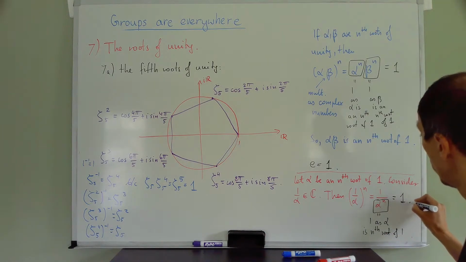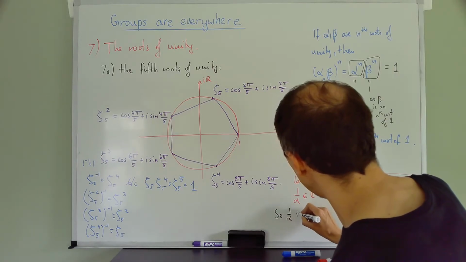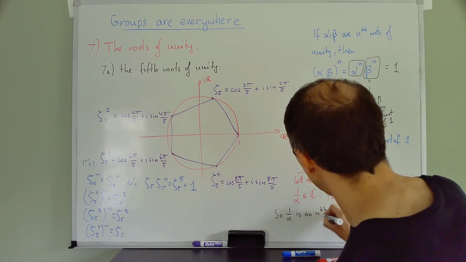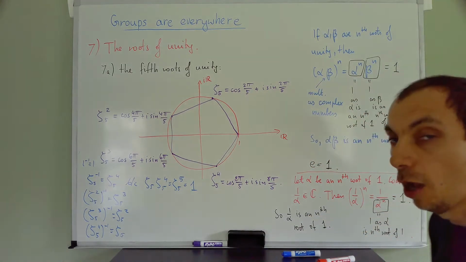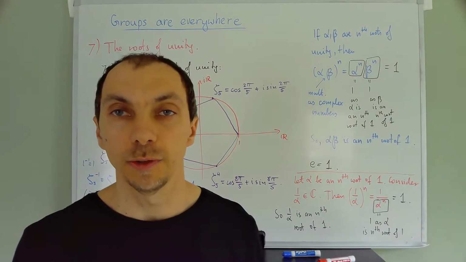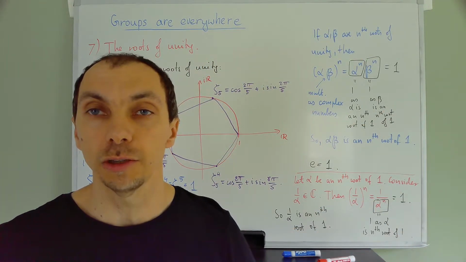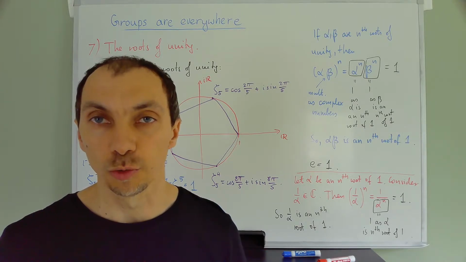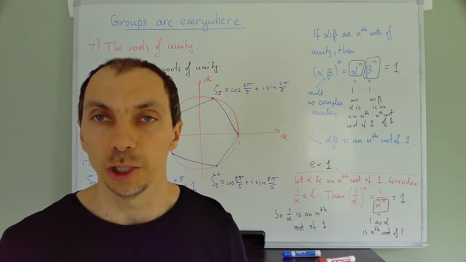So this whole thing is 1. So 1 over alpha is an nth root of unity. Okay, so what does this show? First of all, it shows that fifth roots of unity, but also in fact and completely generally nth roots of unity form a group. What's the binary operation? It's the multiplication of complex numbers.